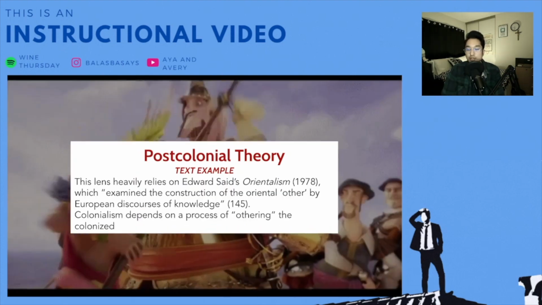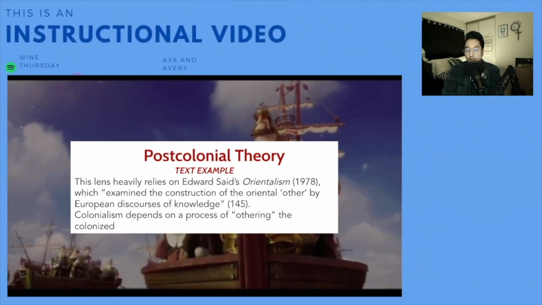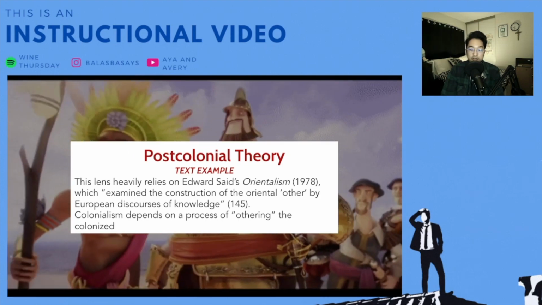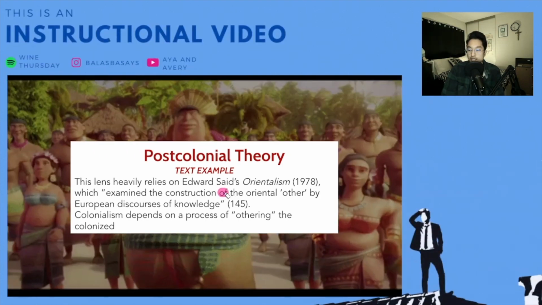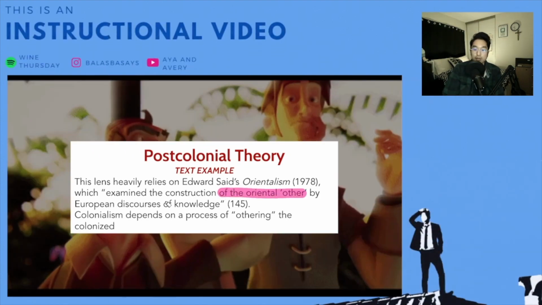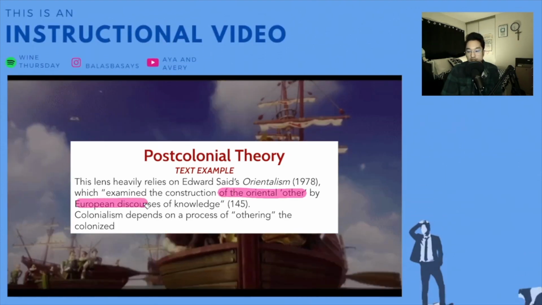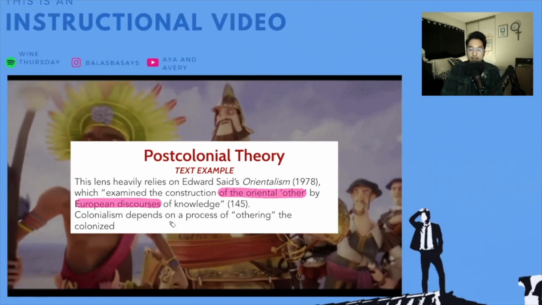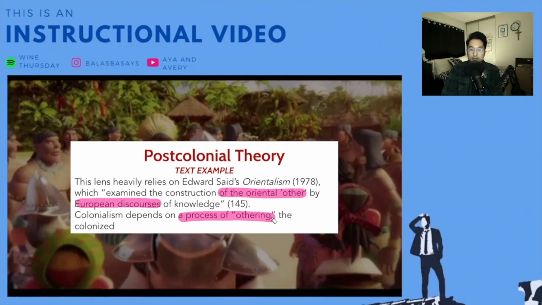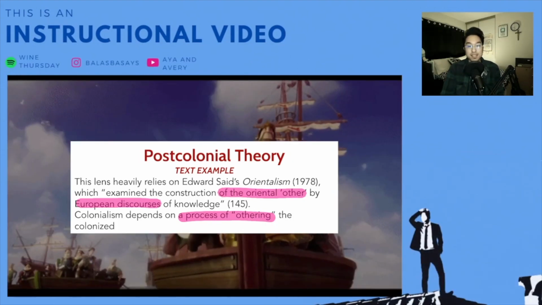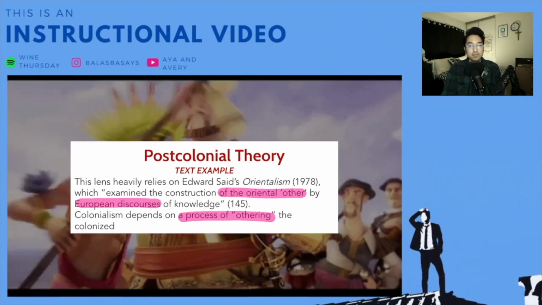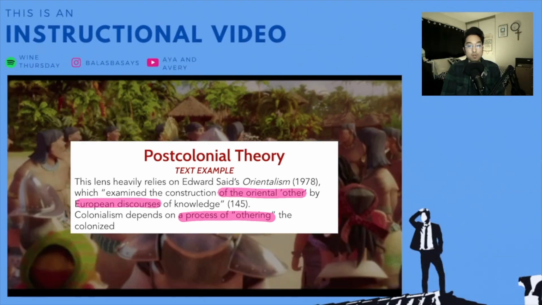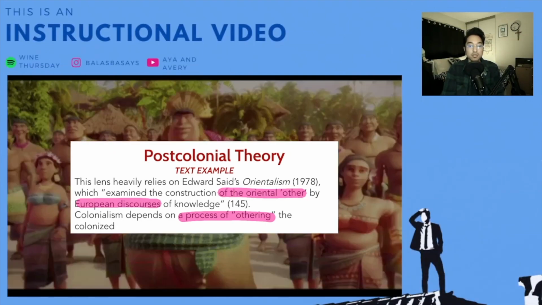So post-colonial theory heavily relies on Edward Said's essay titled Orientalism, which explained the construction of the Oriental or other by European discourses of knowledge. So basically saying that colonization depended on this process of othering another people. Edward Said's essay examines the Western European and soon to be United States dominance over any Eastern countries like Africa, the Middle East, and Asia.